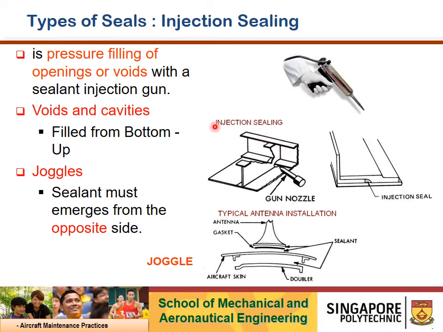Injection sealing is used for pressure filling of an opening or void with a sealant injection gun as shown here. Yep, this is where the aircraft structure antenna is. So there's a gasket. So this type of injection sealing will fill the gaps and cavities.